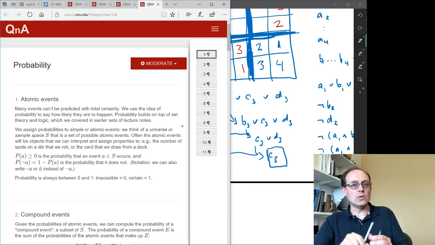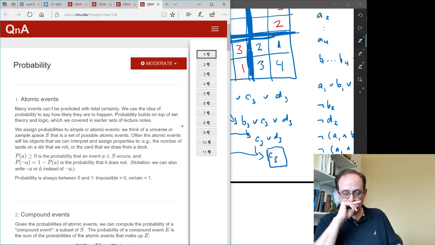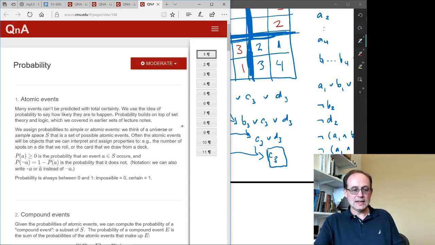All right, so probability is for reasoning about things that we can't predict exactly, which is most things. And so probability lets us say for events that might happen or might not, how likely do we think they are to happen? And we're doing it now because we've just done set theory and logic, and probability builds very nicely on set theory and logic.